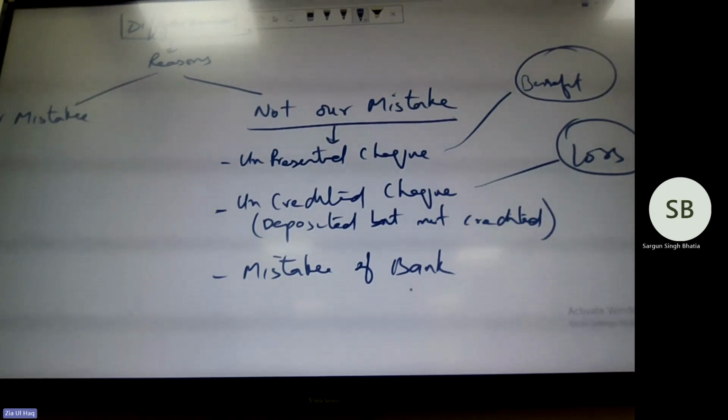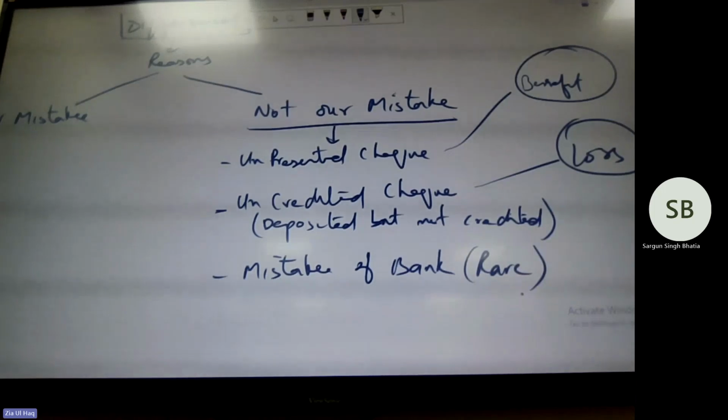What could be not our mistake? Regarding unpresented checks, regarding uncredited checks, meaning check deposited but not cleared by the other bank. Or there could be some entries in our bank account due to bank mistakes, which are very rare. But it could happen.